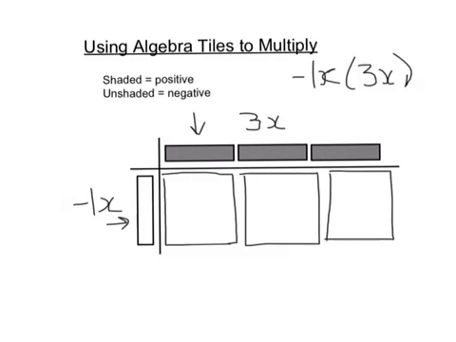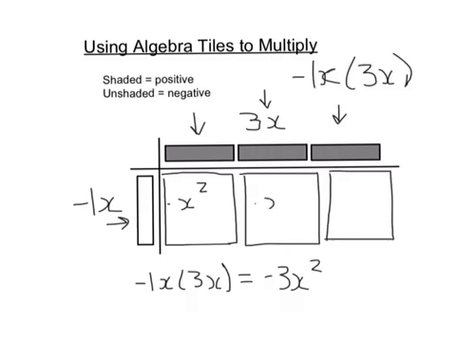to be negative, so I'm going to leave it unshaded. For my second one, I'm multiplying a positive by a negative again, so that one's also going to be negative. And then for my last one, I'm multiplying a positive by a negative, so it's also going to be negative. So now what I have inside is my answer. When I multiply negative 1x times 3x, my answer is negative 3x squareds. I have an x squared here, a negative x squared here, and a negative x squared here. So I have 3x squareds.